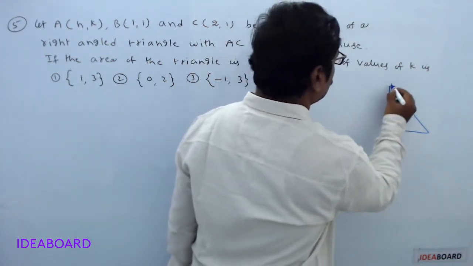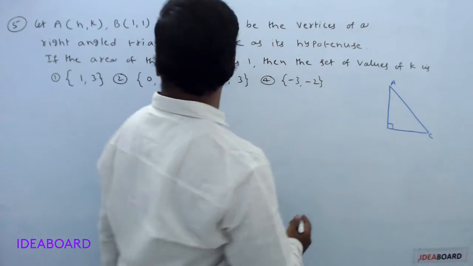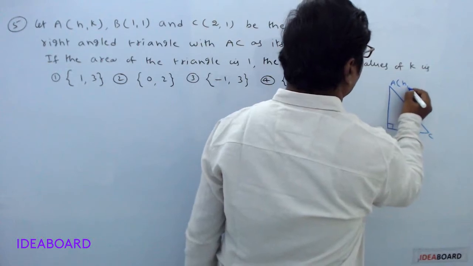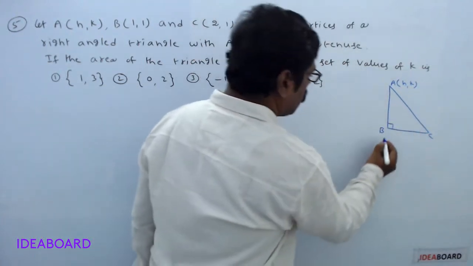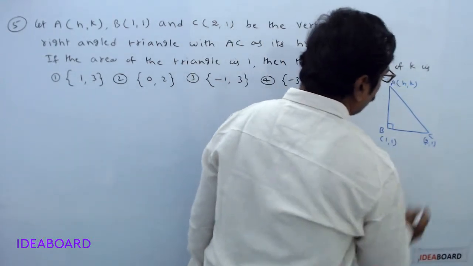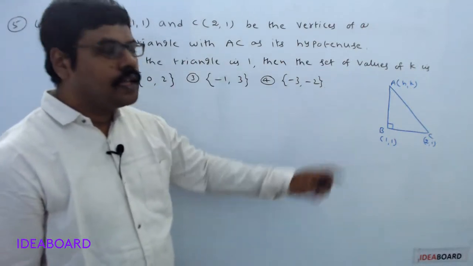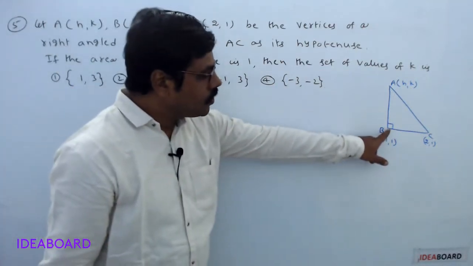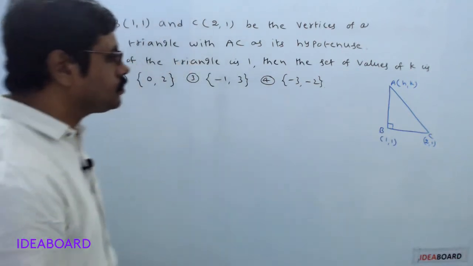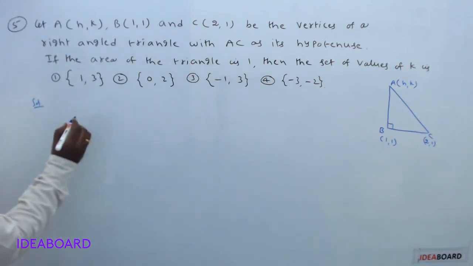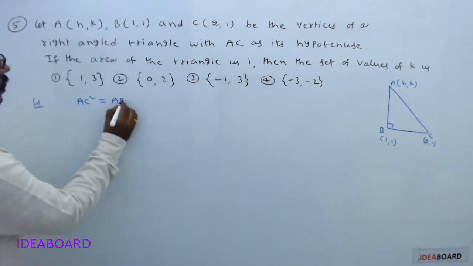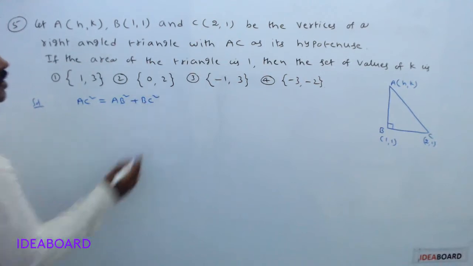So AC as its hypotenuse. Then this is the vertex B. A point coordinates are h comma k, B point coordinates are 1 comma 1, C point coordinates are 2 comma 1. So ABC is a right angle triangle. Right angle is at the vertex B. First apply the Pythagoras theorem on this right angle triangle. So from the Pythagoras theorem, AC square can be taken as AB square plus BC square.